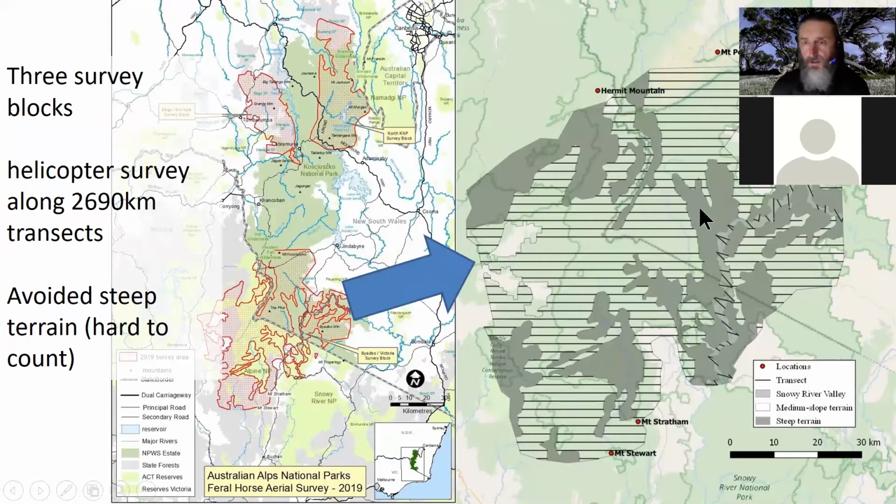And this on the right is an expanded version of that area in the south, and you can see the helicopter transects that they flew. They flew a total of 2,690 kilometres. This is a massive survey effort, something that you could never achieve if you were to do it on foot or ride horses around. It just could not be done. They avoided steep terrain, so they excluded steep terrain from the survey because it's hard to count horses in those areas.